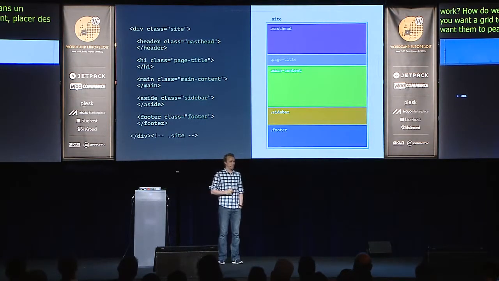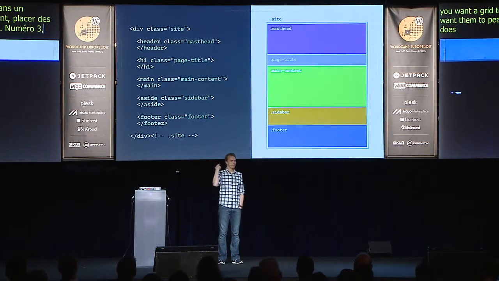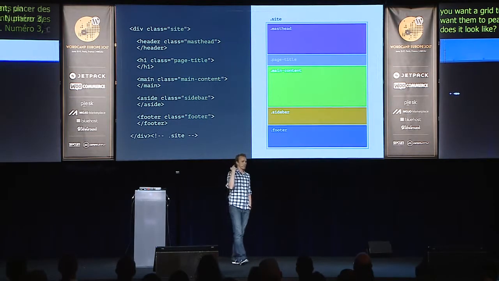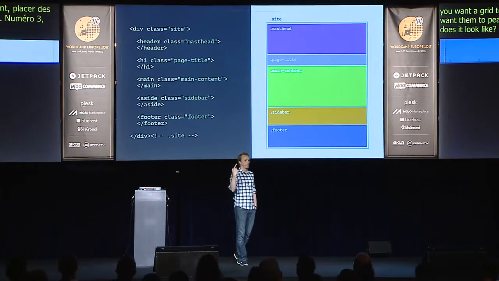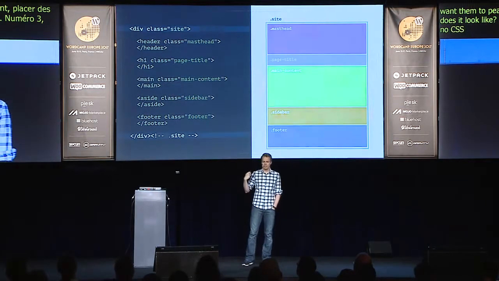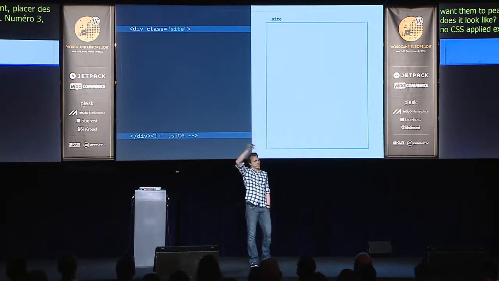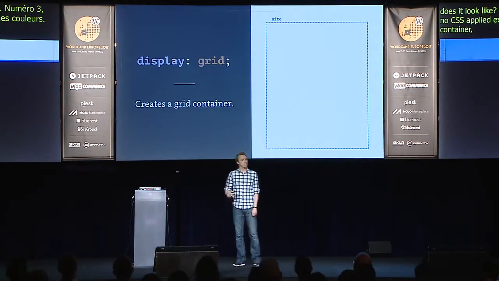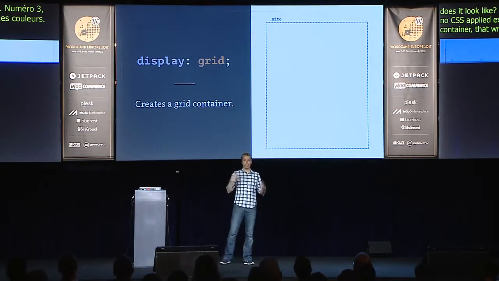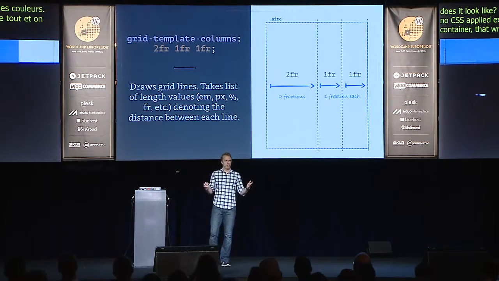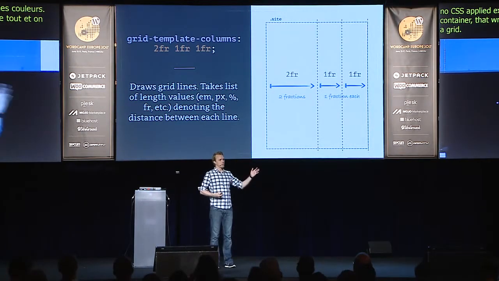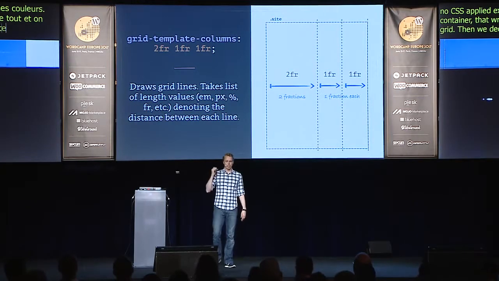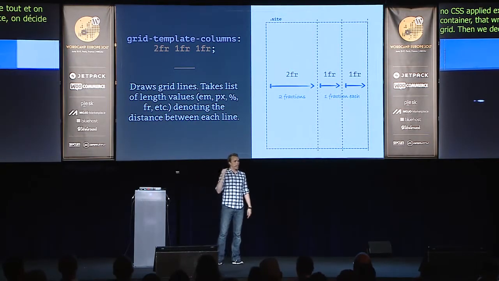What does it look like? Well, here's my example. This is the semantic markup with no CSS applied, except for color. Then we start by grabbing just the site container. That's the container that wraps everything. And we declare display grid. So now we have a grid. Then we decide how many columns and how many rows we want. And we do that using grid template columns and grid template rows.